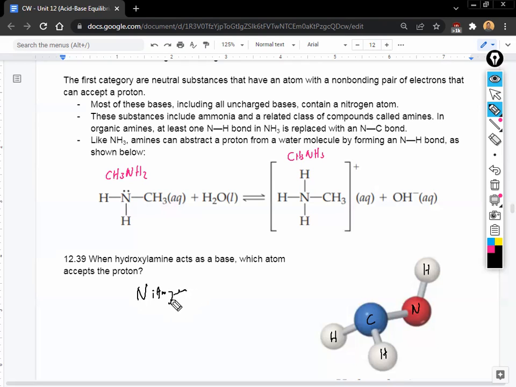That's pretty much it. If you guys notice, in these types of weak bases, a lot of times there's a nitrogen with non-bonding lone pair electrons, and that's the one that's going to accept the proton. Nitrogen is pretty good at accepting protons. Any questions on the first type of weak base? Okay. Let's move on to the second type.